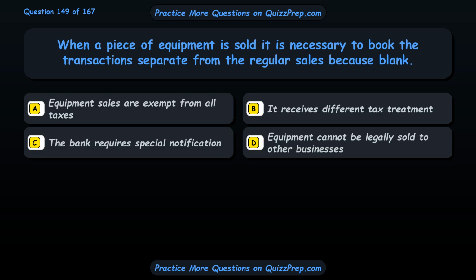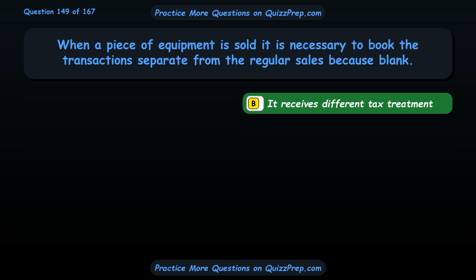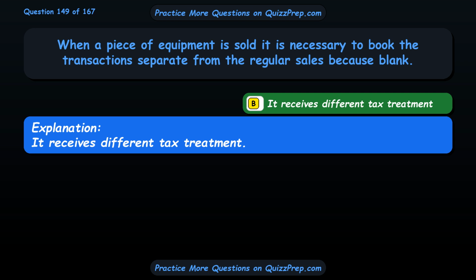Question 149. When a piece of equipment is sold, it is necessary to book the transaction separate from the regular sales because blank. Option A, equipment sales are exempt from all taxes. Option B, it receives different tax treatment. Option C, the bank requires special notification. Option D, equipment cannot be legally sold to other businesses. The correct answer is option B, it receives different tax treatment.